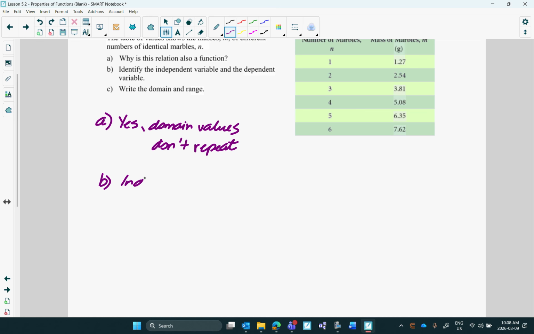It's the independent variable, number of marbles. It's the title of the first column. And therefore, the dependent variable would be the mass of the marbles.